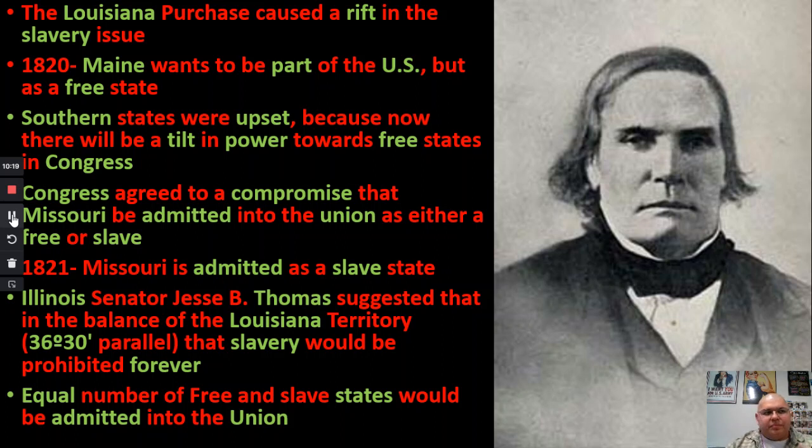And again, the question comes up, is the Louisiana Territory going to be free or slave? So this guy you see in the picture here, that is Illinois Senator Jesse B. Thomas. And he comes up with a suggestion. He says, okay, look at the 36°30′ parallel line. Anything above that line is free. Anything below that line is slave forever.